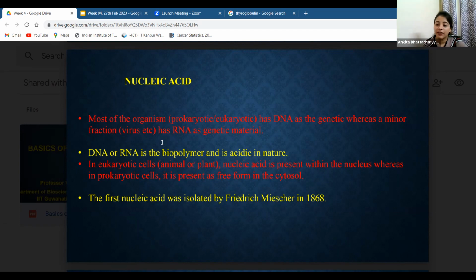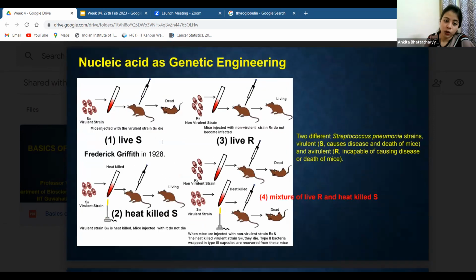Now, in eukaryotic cells, whether plant or animal, the nucleic acid is present within the nucleus, but in prokaryotes, it's present majorly in the form of a nucleoid, as we have discussed in the previous week as well. And it is present in a free form, which is not really well separated from the rest of the cytosol. The first nucleic acid isolation was carried out by Friedrich Miescher in 1868. So this was actually the experiment carried out by Frederick Griffith, where he identified that this is the component of the cell that is actually acting as the genetic material.